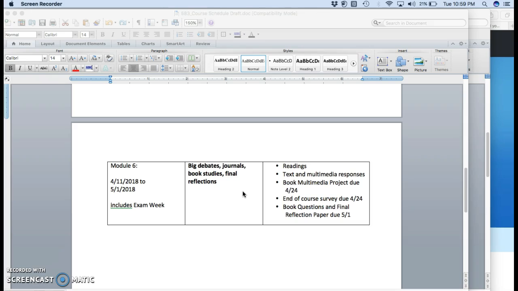The final module for the class is Module 6, which is the big debates in education today, global education today. You'll be exploring some journals, doing your book study, and a final reflection there as well. And your final projects here: your book multimedia project is due on the 24th of April. Your end of course survey is due that day as well, and then your final paper and book questions associated with that are due the week after. That's pretty much exam week, so the last little bit of school.